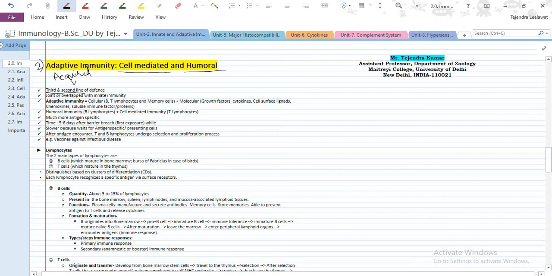It is joint and overlapped with innate immunity. Adaptive immunity itself is not separated from anyone else. We can say that it is also dependent on innate immunity. So adaptive immunity is not independent. It is always waiting for some signals which are provided by the innate immunity, and after receiving these signals, it starts working.